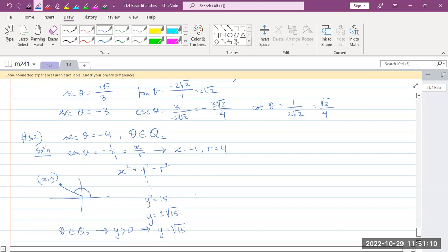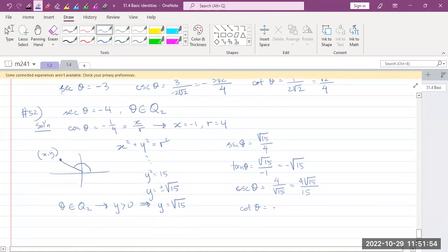Now, once we get the x, the y, and the r, we have all trig functions already, right? Sine theta will be y over r. Cosine theta is known. Tangent theta is y over x, that's negative square root of 15. Secant theta is known. Cosecant theta is the reciprocal of sine, 4 over square root of 15, that's 4 square root of 15 over 15. Cotangent theta is the reciprocal of tangent, negative 1 over square root of 15, that's negative square root of 15 over 15.